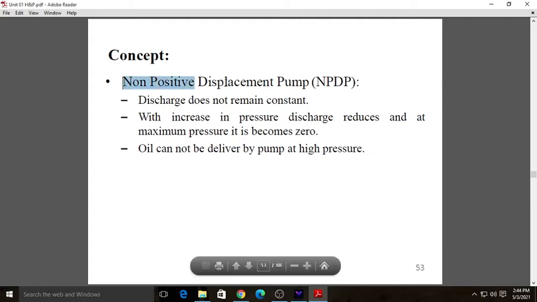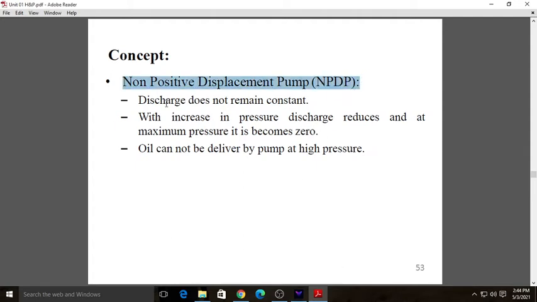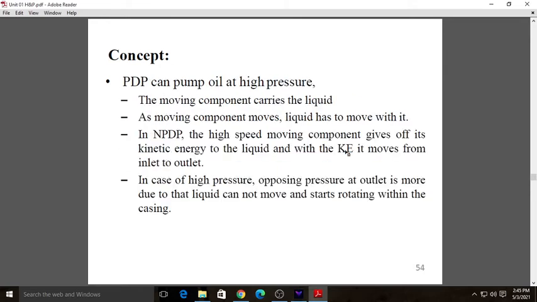In the case of a non-positive displacement pump, the discharge does not remain constant. With an increase in pressure, the discharge reduces. Here pressure means the back pressure, and oil cannot be delivered by the pump at high pressure. The positive displacement pump can pump oil at high pressure, at high back pressure. So we may say that the positive displacement pump can deliver high pressure.